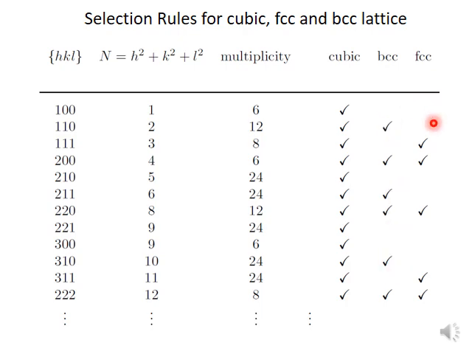Similarly, you have a selection rule for an FCC, which tells you that all three of HKL should be either even or all odd. For example, here one is odd and these two are even, so this is absent in FCC. But in 111, all three are odd, so it is present, and so on and so forth. This information is important to understand the crystal spectrum, and that's something which we would utilize.